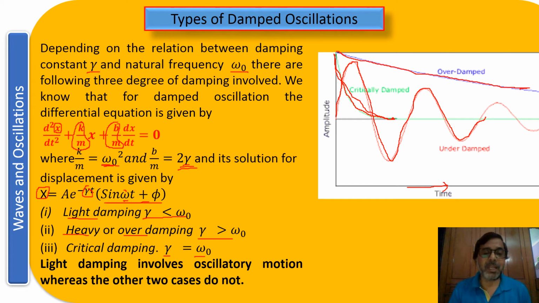So what we are finding is that light damping involves oscillatory motion. As you can see, this red one is oscillating, of course with the amplitude slowly decreasing. Only here are you getting oscillatory motion, whereas in both the over damped and critically damped cases there are no oscillations at all. They just come to the initial position, and there they stop. Now we are going to look into all these three cases in more detail, one by one.